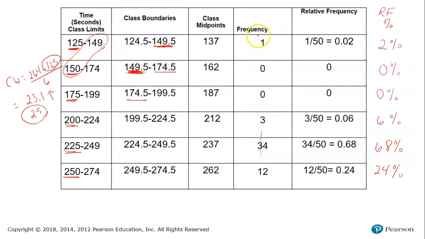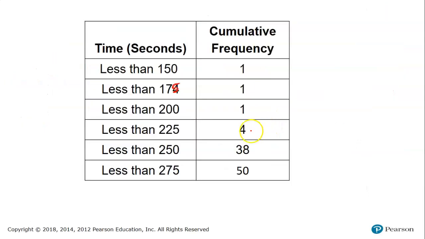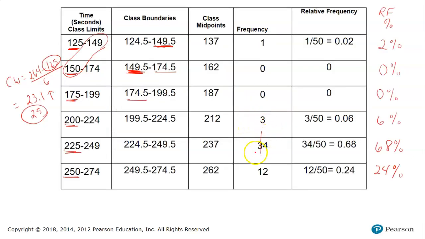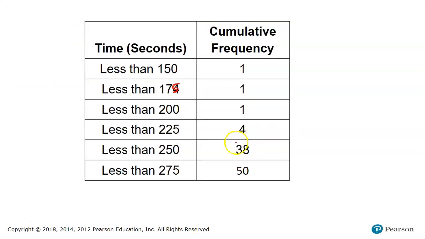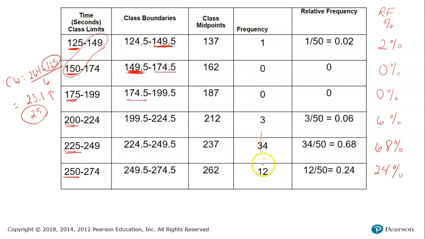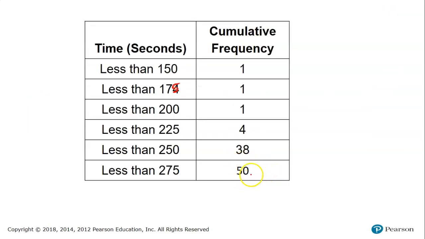So we've got 1. We don't add any more to it for the second class. We still don't add any more to it. We'll add 3 to it and get 4. And then we'll add 34 to 4 and get 38. And then we're going to add 12 more to that and get 50.